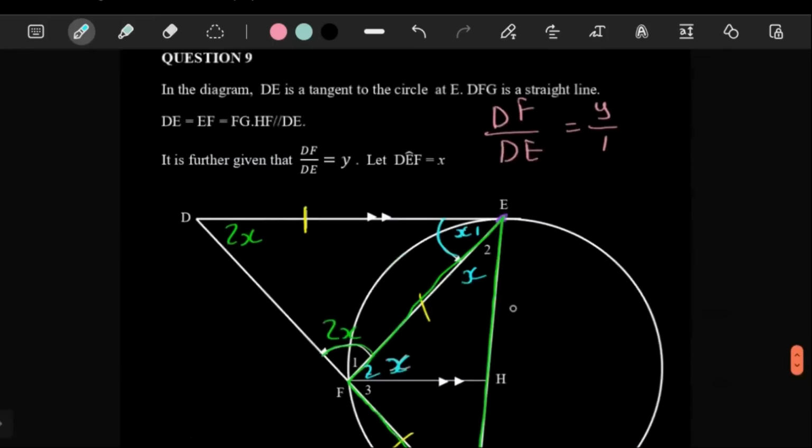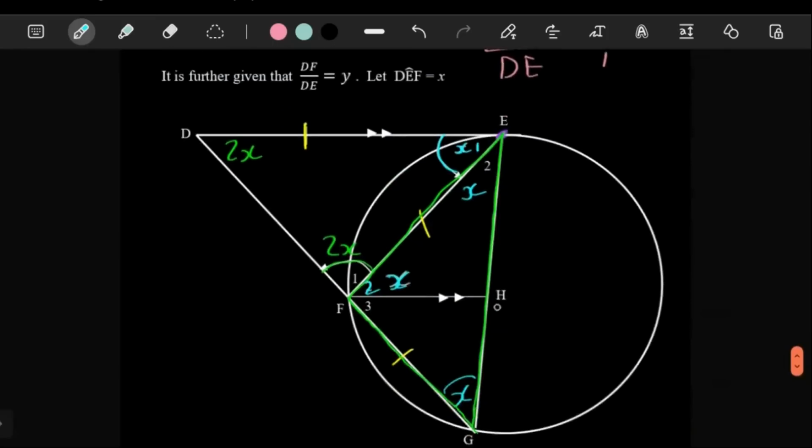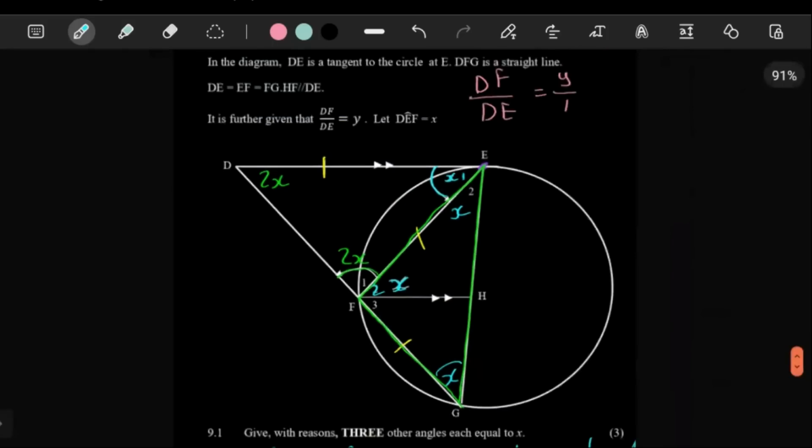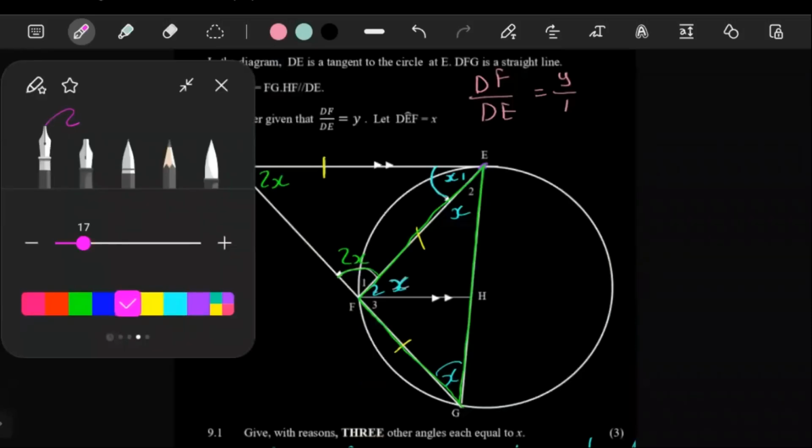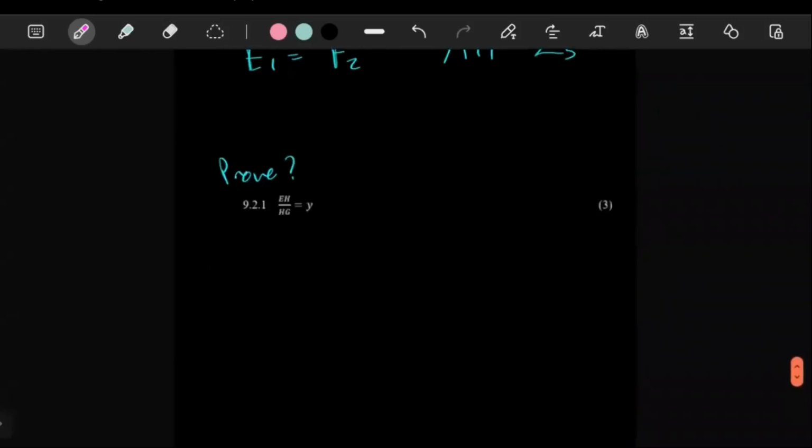Oh, EH over HG. Okay, the other one we had was DE. No, DF. Right, DF over DE. But that doesn't really mean a lot. We should actually just use this question to help us, or the statement, because firstly, this is a how many mark question? It's just a 3-mark question because there's no heavy lifting.